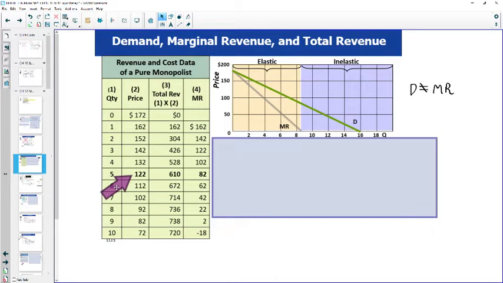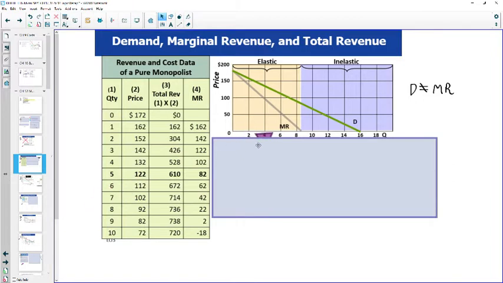We said we're a single price monopolist. So when you sell 6 at 112, that's 672. You only bring in $62 more in cash. The price is 112 if you want to sell 6 units, but the 6th unit only brings in $62 more in cash, not 112, because you're cutting the price $10 on the 5 prior units.